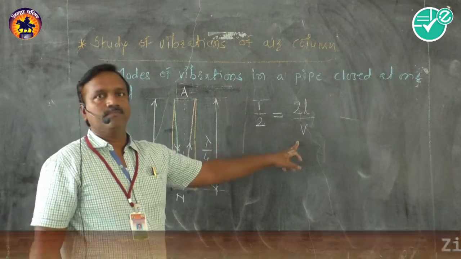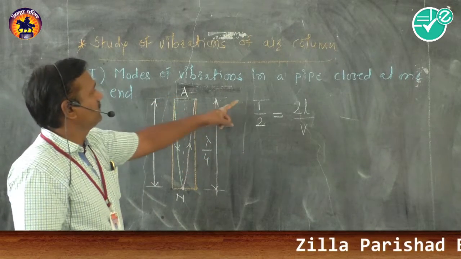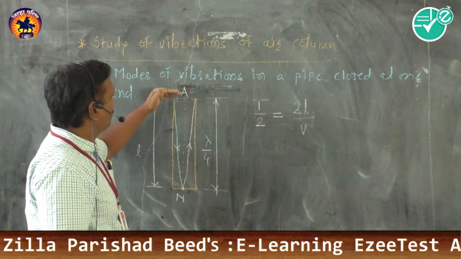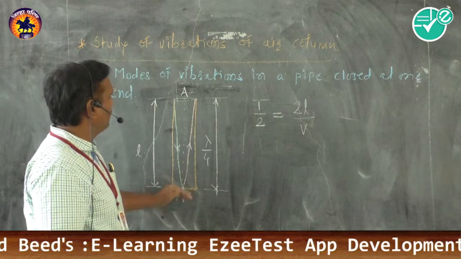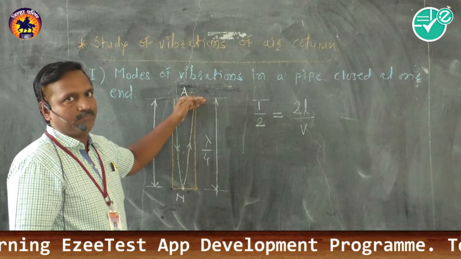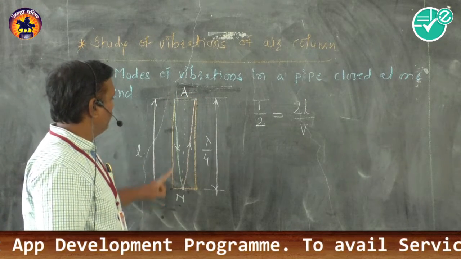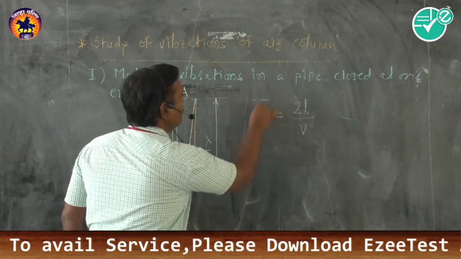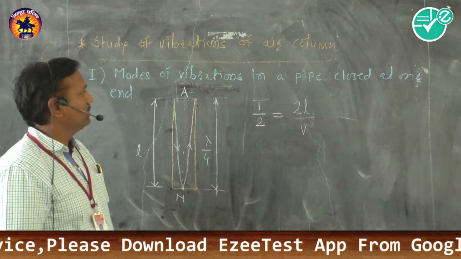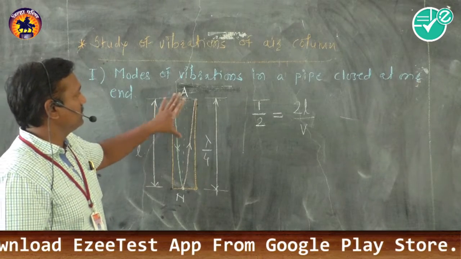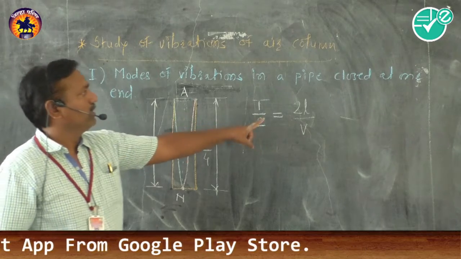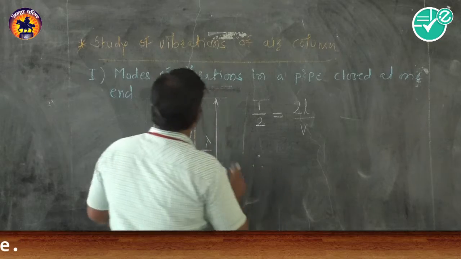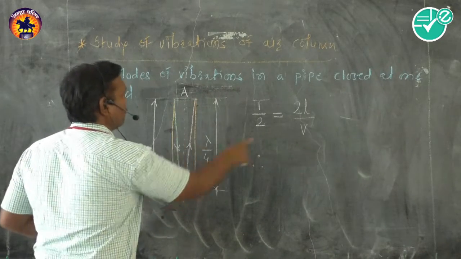Now what is that relation? It means that this T by 2 is the time required to produce an antinode to node and again that of antinode. It means that the wave is traveling through this part and it requires a time period T by 2. And whereas this distance is equal to twice L, divided by V. Just one must know that it is equal to twice the length of that pipe, that is 2L.